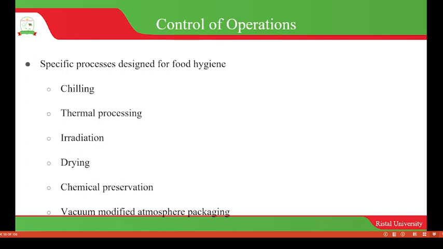Then in the control of operation, there are also specific processes designed for food hygiene, and these include chilling, thermal processing, irradiation, drying, chemical processing, vacuum modified atmosphere packaging, and all these techniques or methods are being discussed under food processing and preservation.